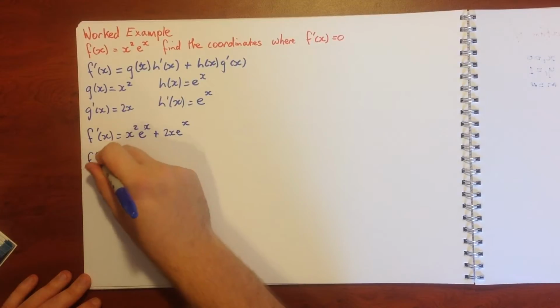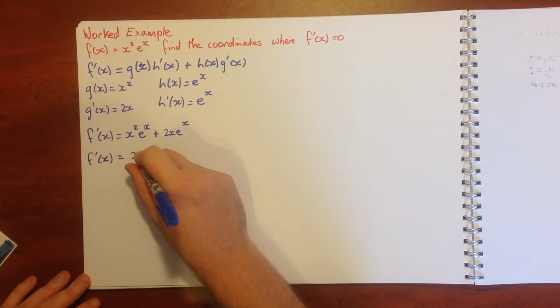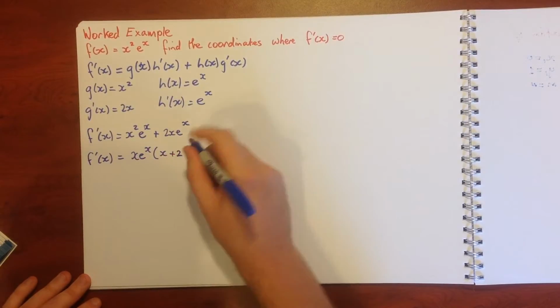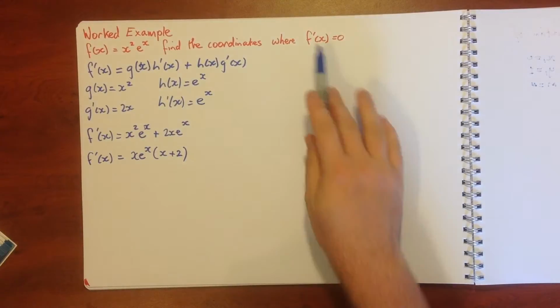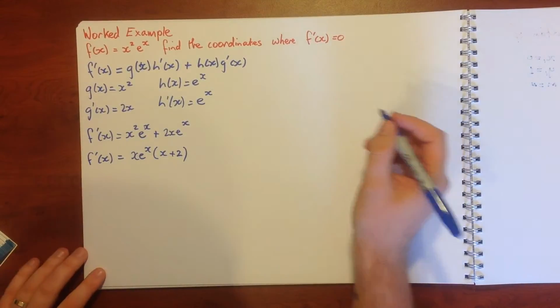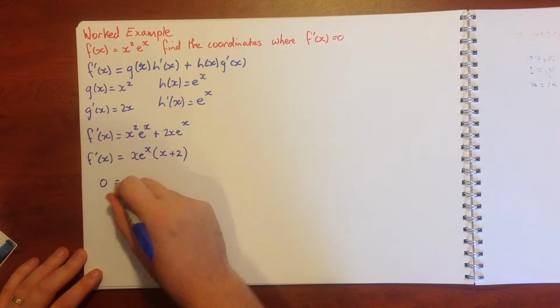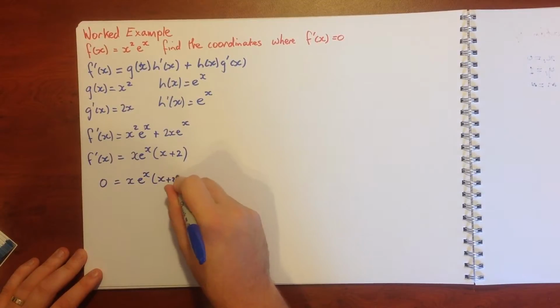Okay, which we could say is x e to the x outside of x plus 2. Okay, just taking out x e to the x as a common factor. Okay, and we're going to find where our gradient is equal to 0. Okay, so we can say then 0 equals x e to the x times x plus 2.